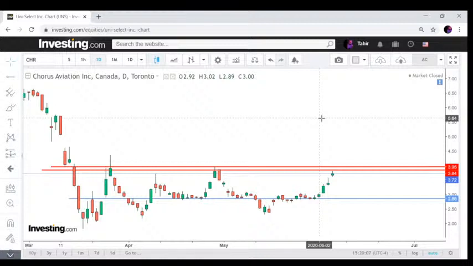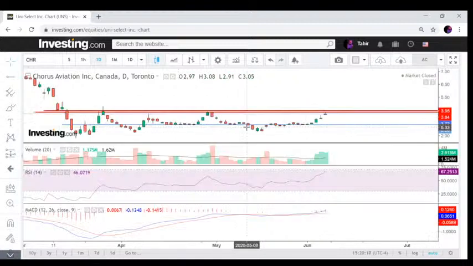Those who already have this, if at any point of time on Monday or on Tuesday you see it has started going down, it is better to exit and then you can buy again from 2.8. I hope that it's sufficient for you to analyze this stock, and now we can move on to the next one.